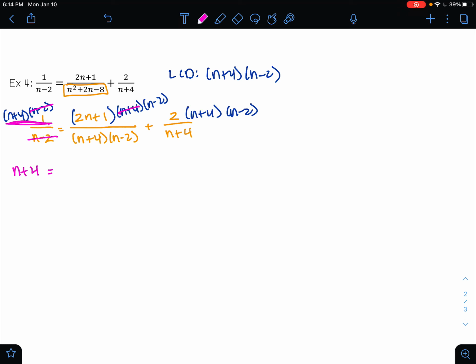N plus 4 eliminates with n plus 4, n minus 2 eliminates with n minus 2, leaving me with 2n plus 1, plus n plus 4 eliminates with n plus 4. So 2 times n is 2n, and 2 times negative 2 is negative 4. So I'm going to have n plus 4 is equal to 4n minus 3.